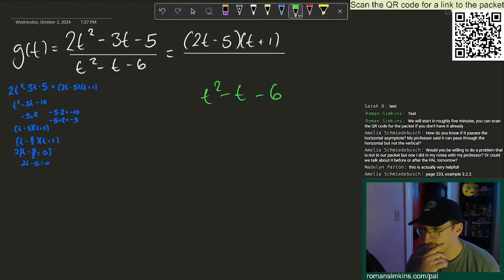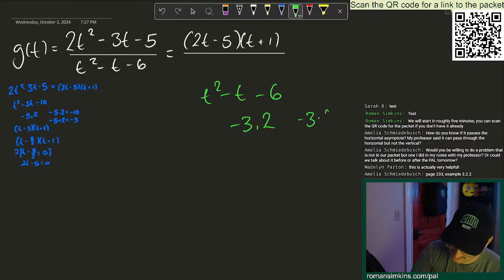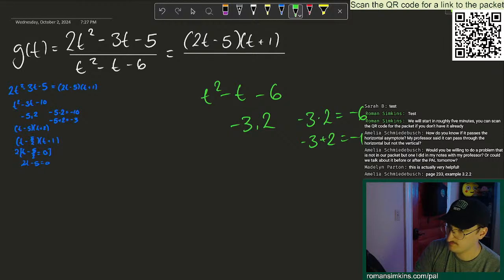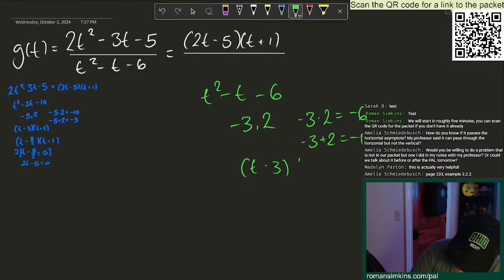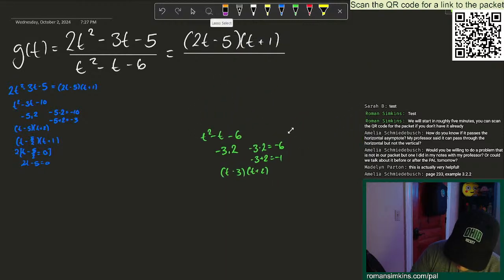So I need two values that multiply to -6 and that add to -1. So this could be, I think, -3 and +2, right? Because -3 times 2 equals -6, and -3 plus 2 equals -1. So that should work. I can then write this down as t minus 3, t plus 2, and that's it. That one's not super complicated, so let's move this one aside as well.